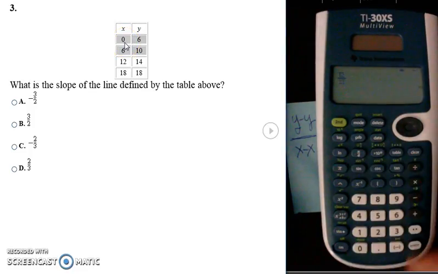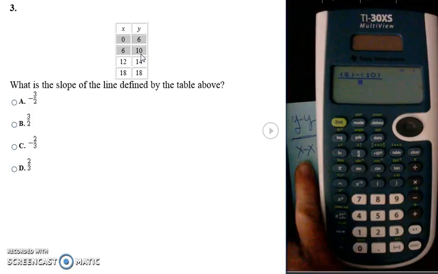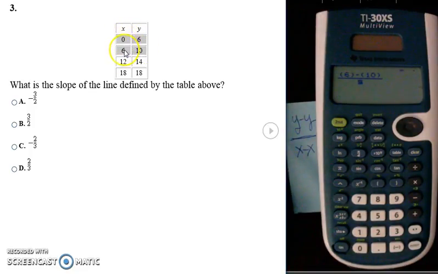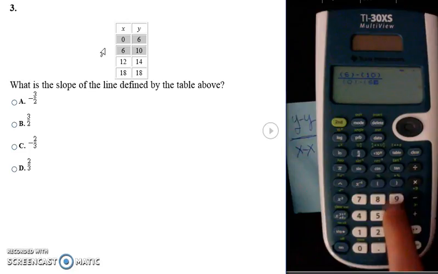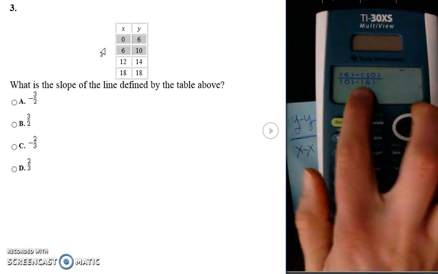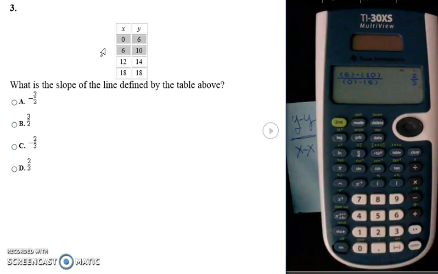So I press my fraction button, and I'm going to do 6 minus 10 on the top for my y numbers. So I'm going to put a 6 in parentheses, make sure you remember those parentheses, minus a 10 in parentheses, and I scroll down, and now I'm going to subtract my x's on the bottom, and my x numbers here are 0 and 6. I have to follow the same order, so I'm going to put that first value 0 in parentheses, and then put my second number 6 in parentheses, making sure to subtract them in the middle, and I press enter, and that slope equals 2/3, which is going to be choice D.